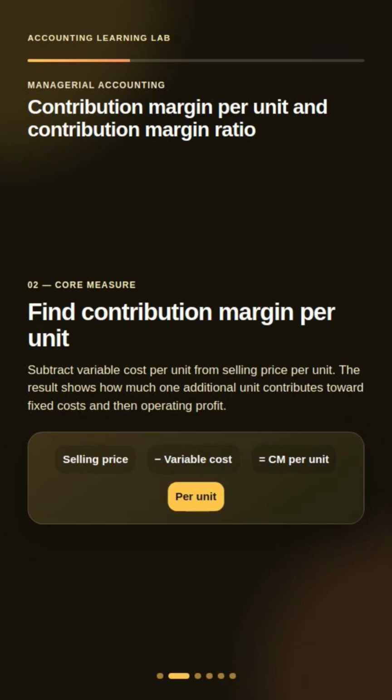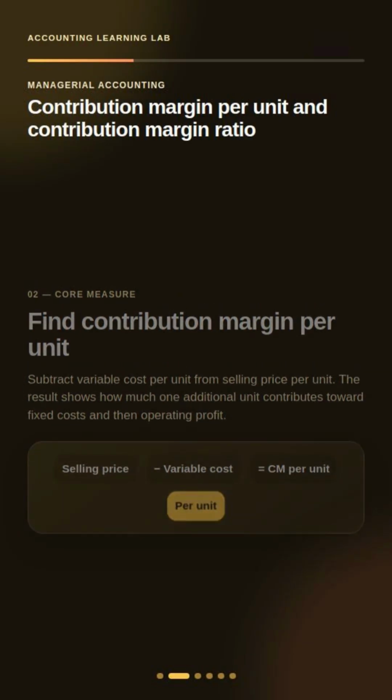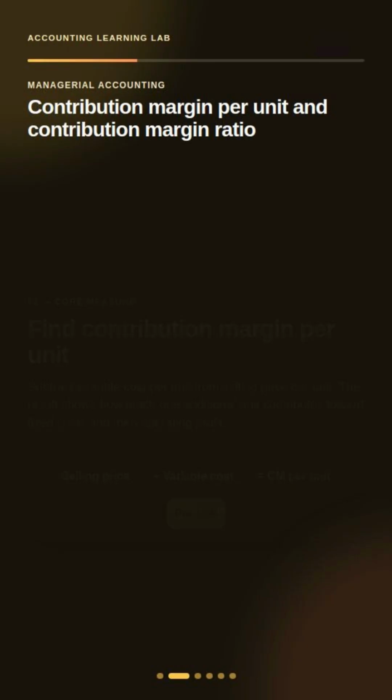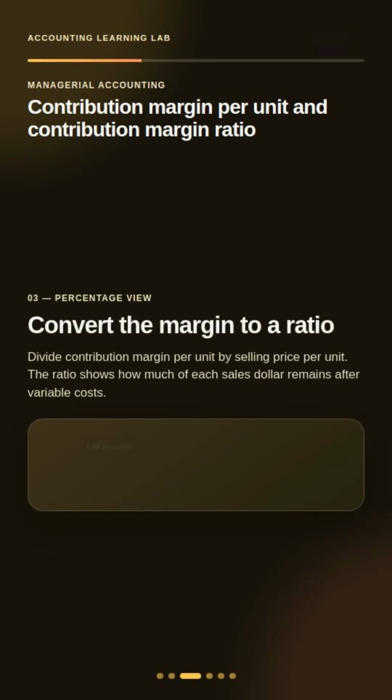The contribution margin ratio expresses the same idea as a percentage of sales. Divide contribution margin per unit by selling price per unit, or divide total contribution margin by total sales.